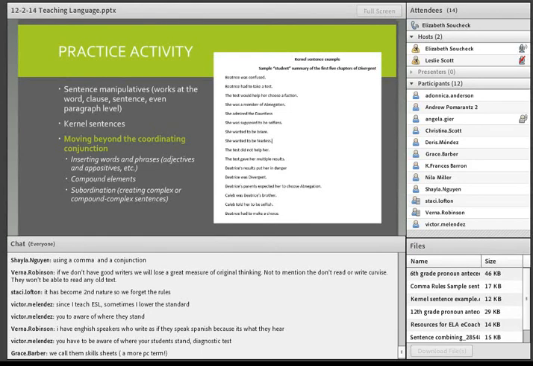Students start working on trying to actually combine sentences. And I'm going to have to maybe switch over to the bigger screen if we're actually going to try to do this activity. This is my other activity for the day.